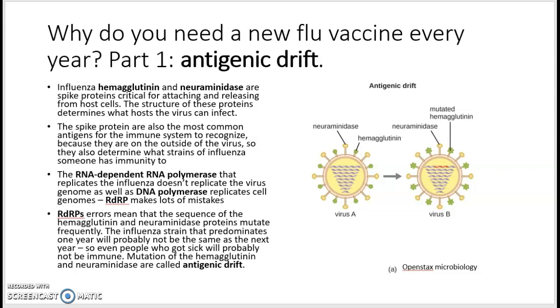So the RNA-dependent RNA polymerase that replicates influenza doesn't replicate the virus genome as well as DNA polymerase replicates cell genomes. RdRp makes lots of mistakes. Those RdRp errors mean that the sequences of those H and N proteins mutate very frequently. So this isn't always good for influenza, but it means that the influenza strain that predominates one year will probably be a little bit different from the one that predominates the next year. Sometimes this will make the influenza viruses less infectious. Sometimes it'll make them more, and usually it means that people who were sick one year won't be completely immune to the virus the next. This process of mutation in H and N we call antigenic drift.